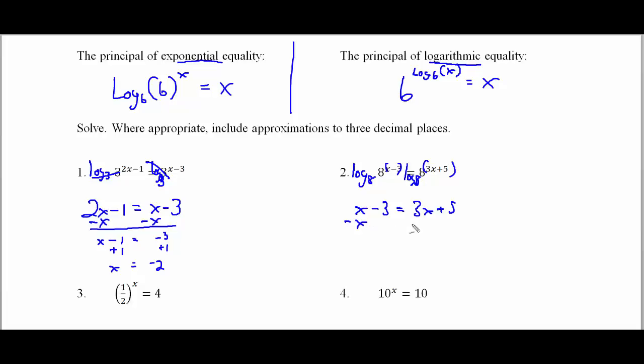I'm going to subtract x from both sides, moving my x's to the right to make a total of 2x. And I'm going to then move my 5 to the left by subtracting it. So negative 8 is equal to 2x. Dividing both sides by 2, x is equal to negative 4.